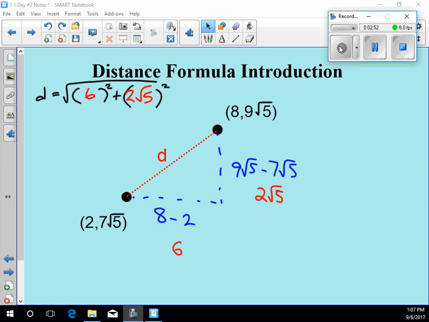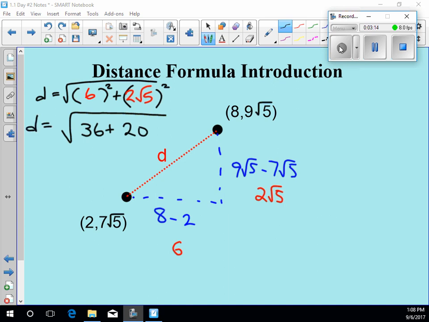When we square those, 6 squared we know is 36. What is 2 root 5 squared? 20. We square the 2, we square the square root of 5. 2 squared is 4. Square root of 5 squared is 5, so we get 20. Is this going to be a nice length? Is it going to be a whole number? The answer to that is no. But we can reduce this radical.